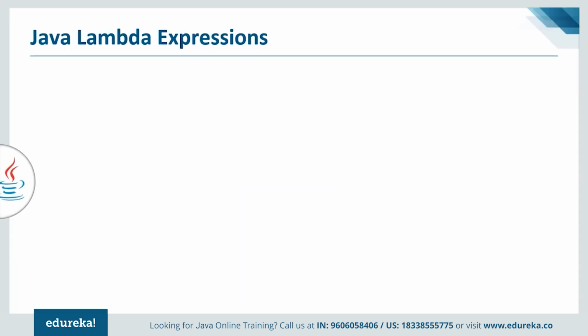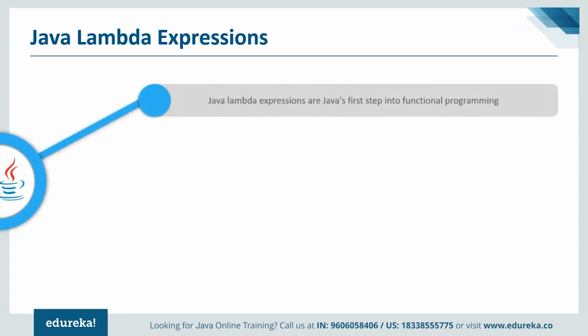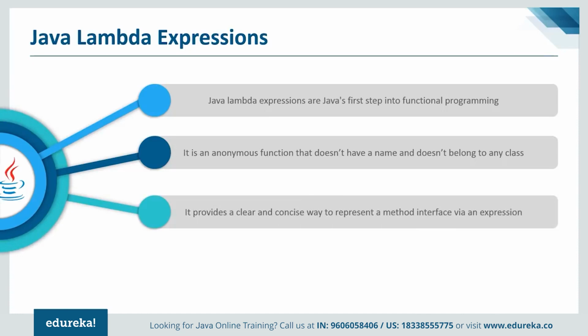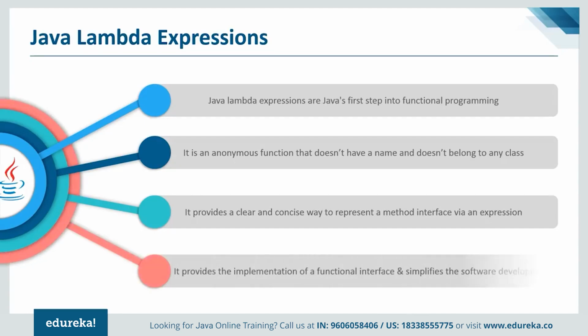We will now proceed with the lambda expressions. Java lambda expressions are a first step to begin with functional programming in Java. It is an anonymous function that has no name and doesn't belong to any class. It provides a clear and concise way to represent a method interface via an expression. It's just one single expression, that would be all. It provides the implementation of a functional interface and simplifies the process of software development, so programming is simplified when we talk about lambda expressions.